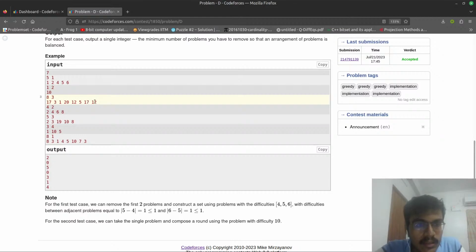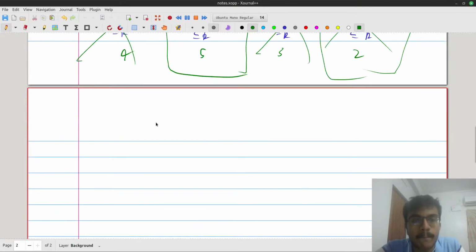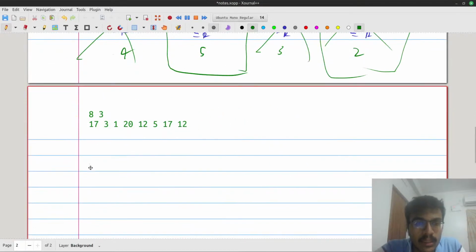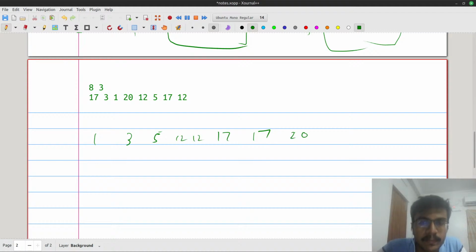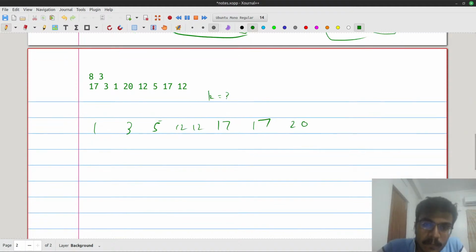So I'll take this big test case here. We'll see what happens. So first thing was we are sorting the array, right? So it's just 1, 3, 5, and then it's like 12, 17, 17. Oh wait, there are two 12s. So it's 12, 12, 13, 17, and 20, right? And of course, k is given to be 3.